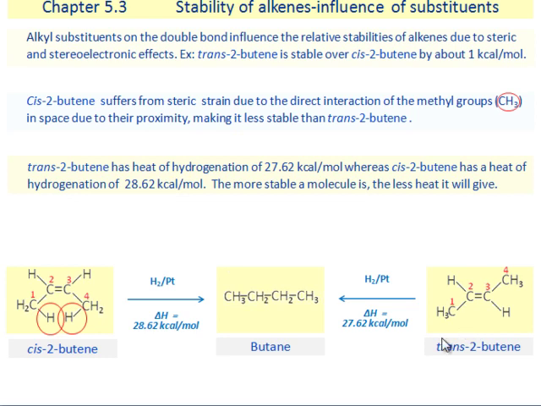Trans-2-butene has a heat of hydrogenation of 27.62 kilocalories per mole, whereas cis-2-butene has a heat of hydrogenation of 28.62 kilocalories per mole. The more stable a molecule is, the less heat it will give off upon hydrogenation.